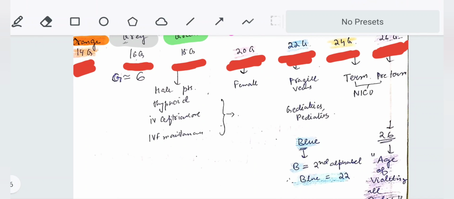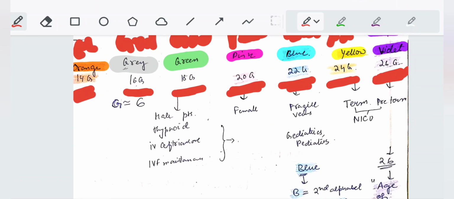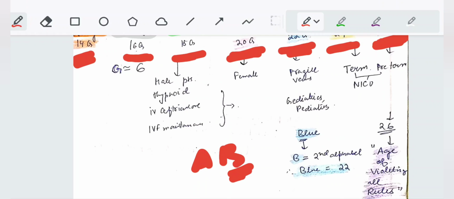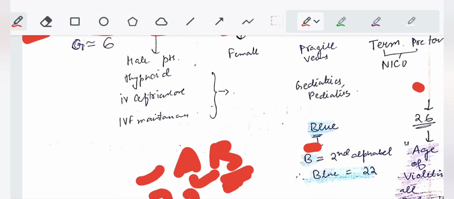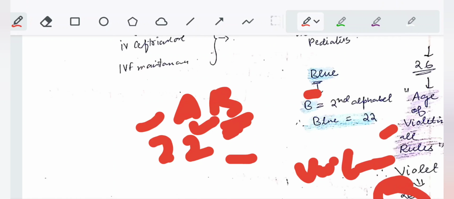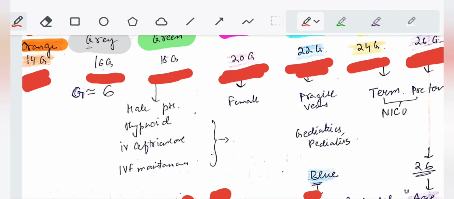Now we will see how they are used, just the uses we will see once. And another mnemonic for blue we can remember: blue is the second alphabet, A and B. Second alphabet is B, therefore blue is for 22. And 26 is the age of violating every rule, right? We tend to violate every rule. Therefore, violating rules, that is violate at 26. These are other short mnemonics for it.